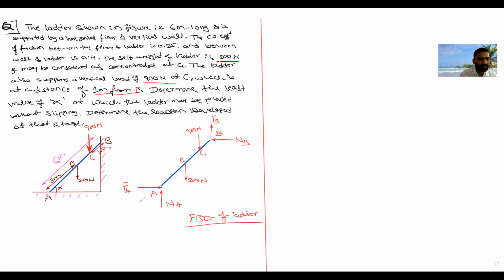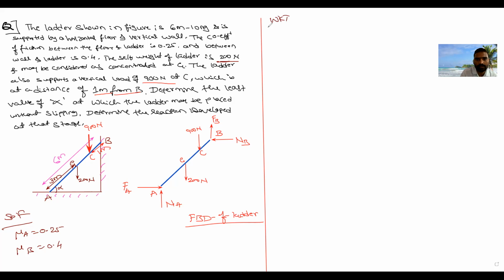So at point A, he has given the mu value, mu A. So, solution. What is the coefficient of friction between the floor and ladder? It is 0.25. And the coefficient of friction between the wall and ladder is 0.4. Okay.